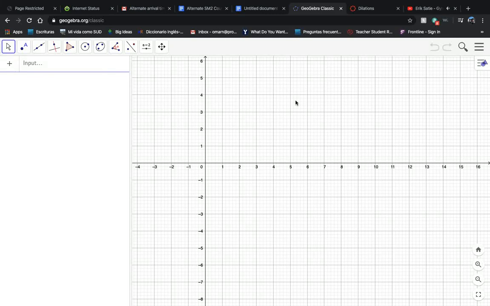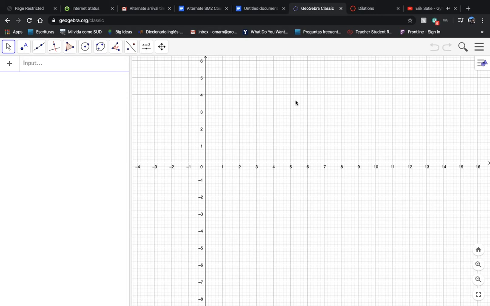Okay, guys, here we are. It's another opportunity to learn more about GeoGebra. This time, we are starting chapter 8, and we're going to learn about transformations in geometry.